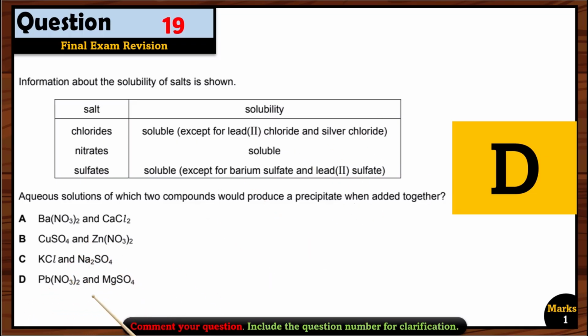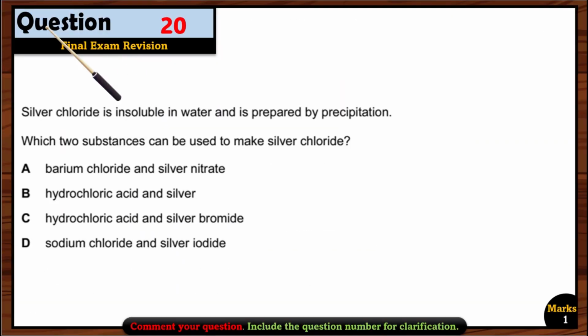So one precipitate we will get from this reaction. Okay, so that's why option D is the right option here. Okay, let's see question 20.